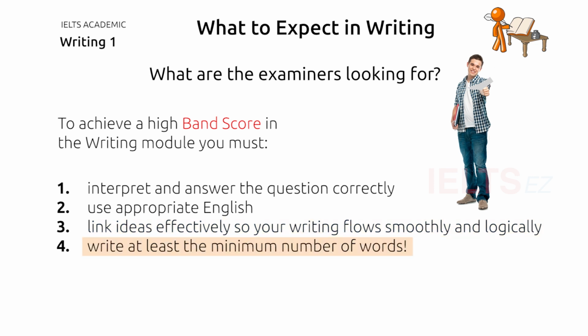Lastly, a very simple point. You must make sure that you write at least the minimum number of words assigned for each task. For task 1, you should aim to write just over 150 words. And for task 2 you should write just over 250 words. If your answer looks short, the examiner will count your words. Of course, in the exam you don't want to waste valuable time counting words. So be aware of how many words you usually write per line. When you know your average, you'll know how many lines you need to write to reach the required number.